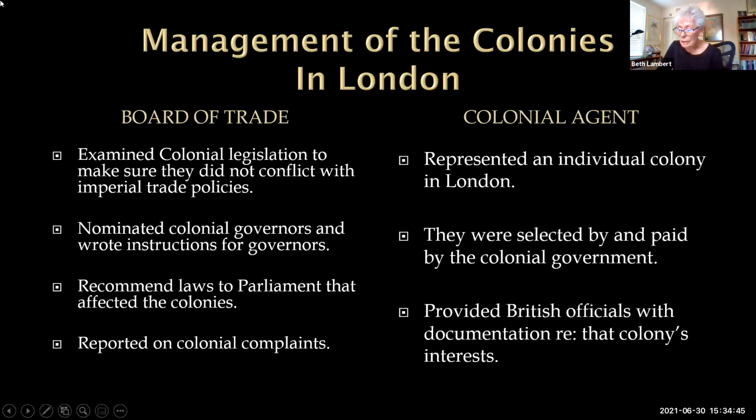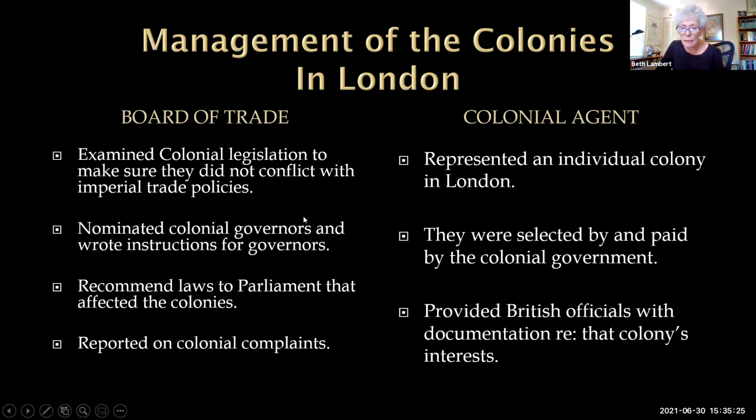So this is the way the colonies were managed in London in two ways: the Board of Trade, and then there were colonial agents. The Board of Trade was a function of the King's Privy Council, which were his advisors. And this was what they did. They examined colonial legislation to make sure that it didn't conflict with imperial trade policies. They nominated colonial governors and wrote instructions for governors. They recommended laws to Parliament that affected the colonies.